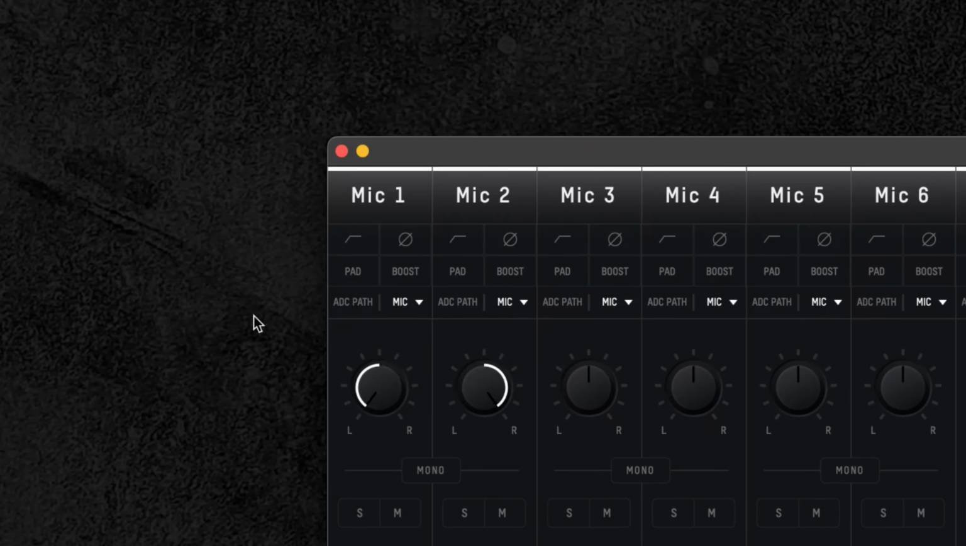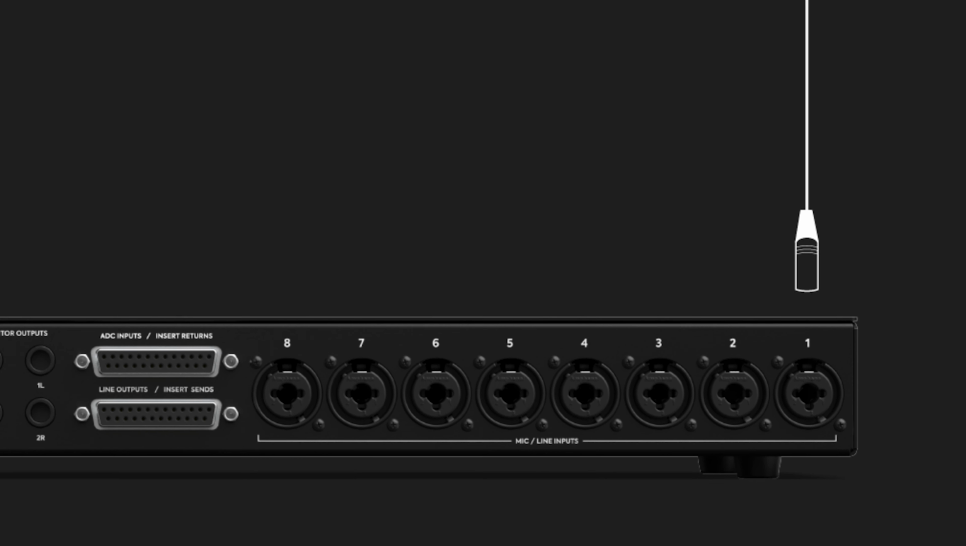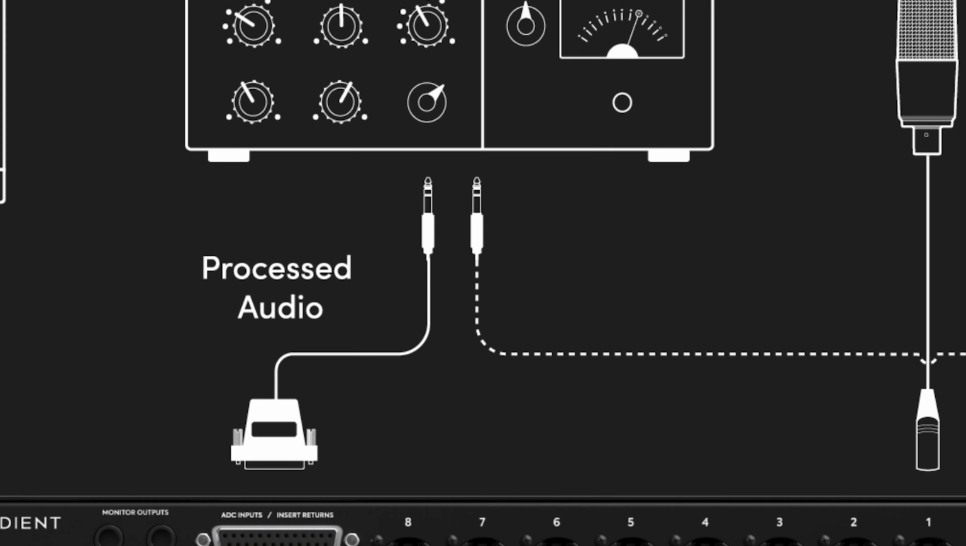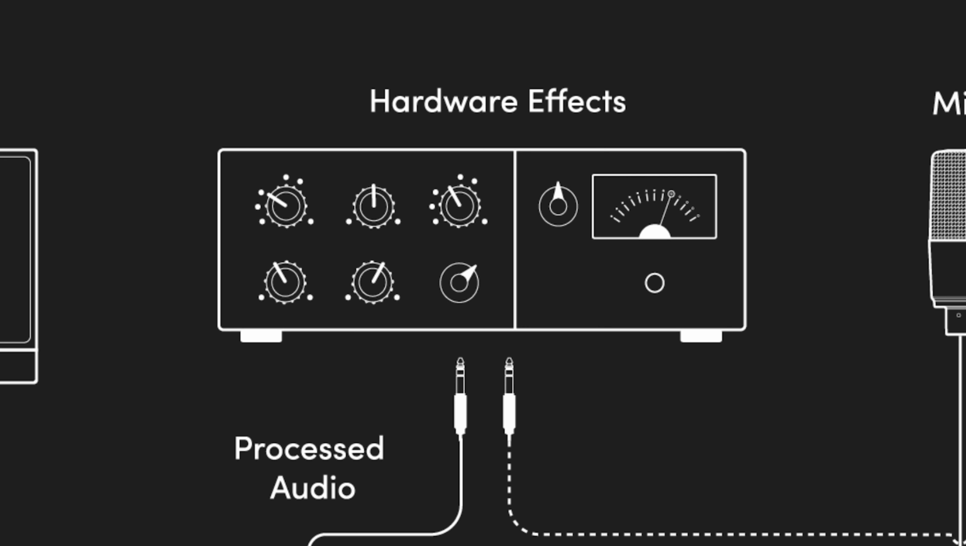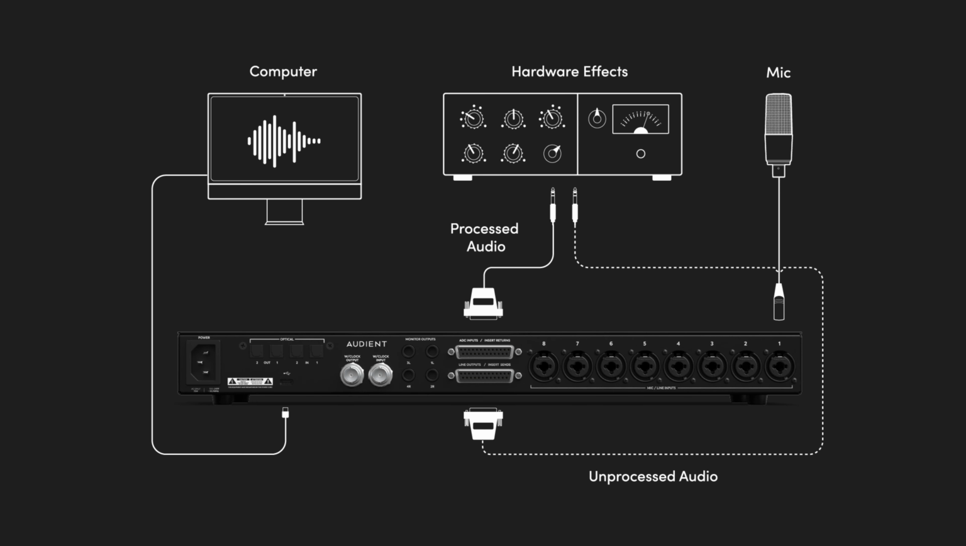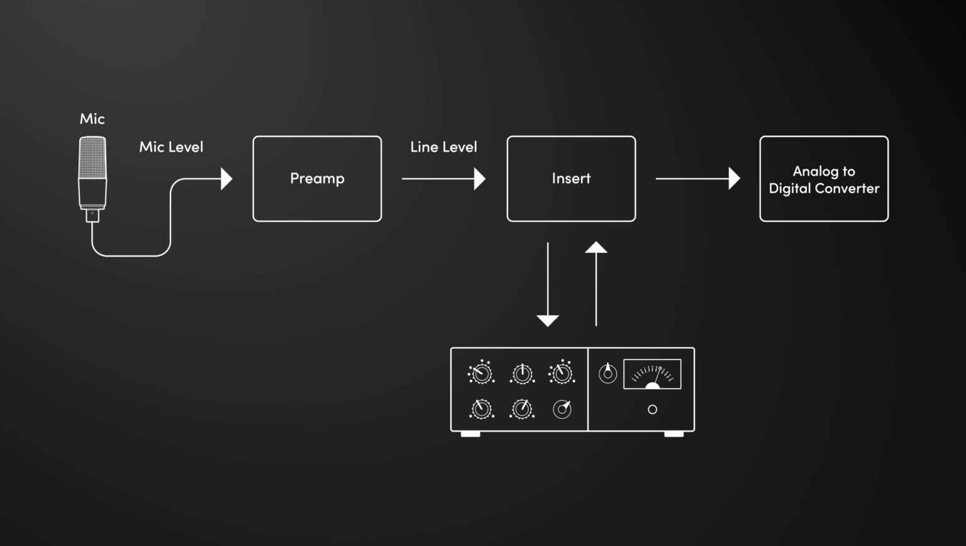When using the mic insert ADC path setting, the line outputs insert sends and insert returns ADC input DB25 ports act as an insert point. This allows you to add hardware effects, such as a hardware compressor or EQ, between the output of iD48's preamp and the ADC input. This is perfect for building vocal chains or otherwise adding effects while tracking.